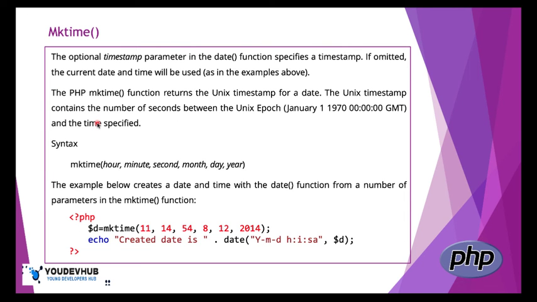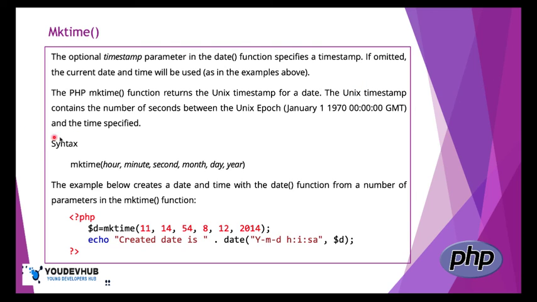So you can also make time. There's an optional timestamp parameter in the date function that specifies a timestamp. If you omit the timestamp, the current date and time will be used, as in the example previously shown. But you can use a function in PHP called mktime to return the Unix timestamp for a date. The Unix timestamp contains the number of seconds between the Unix epoch, that is January 1, 1970, and the time specified. It's going to show you the full date and time.